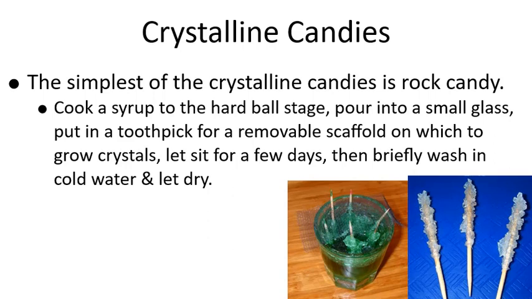The simplest of the crystalline candies is rock candy. To make rock candy, cook a sugar syrup to the hardball stage, pour it into a glass, put in a toothpick to serve as a removable scaffold on which the sugar crystals can grow, and allow the sugar crystals to slowly grow over the course of a few days. After a brief wash in cold water and allowing them to air dry, the rock candy crystals are ready to eat.